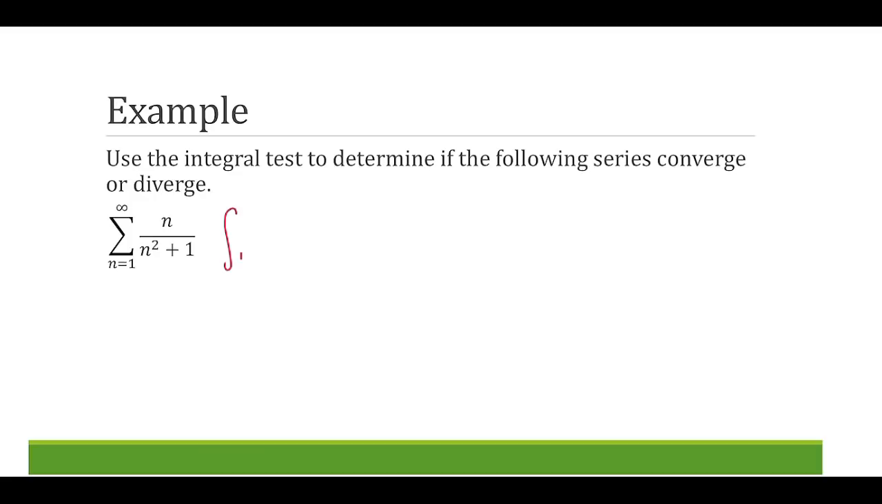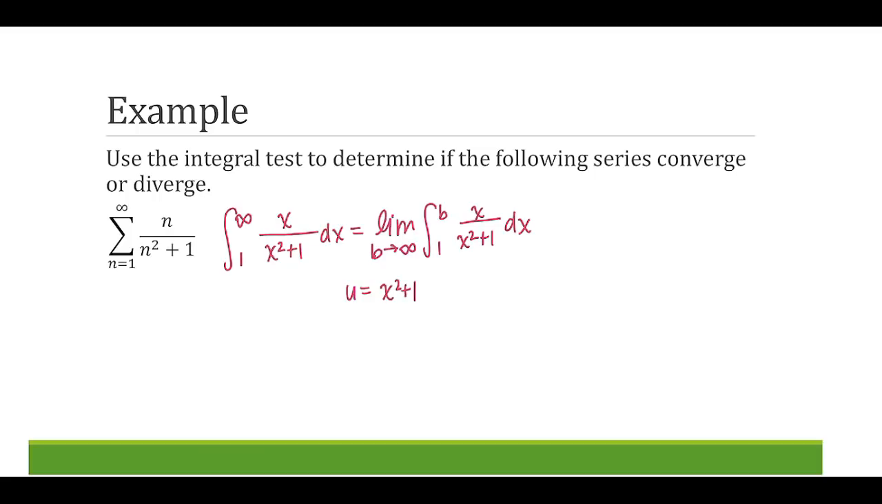So we're going to have the integral from 1 to infinity of x over x squared plus 1 dx is equal to the limit as b approaches infinity of the integral from 1 to b of x over x squared plus 1 dx. And this is a u substitution problem, so u will be x squared plus 1. du will be 2x dx. We only need an x dx, so 1/2 du is x dx.